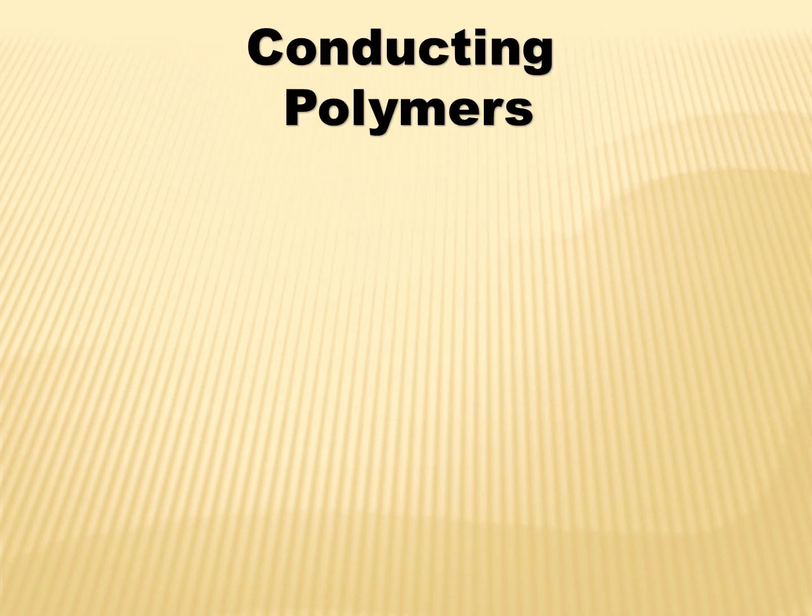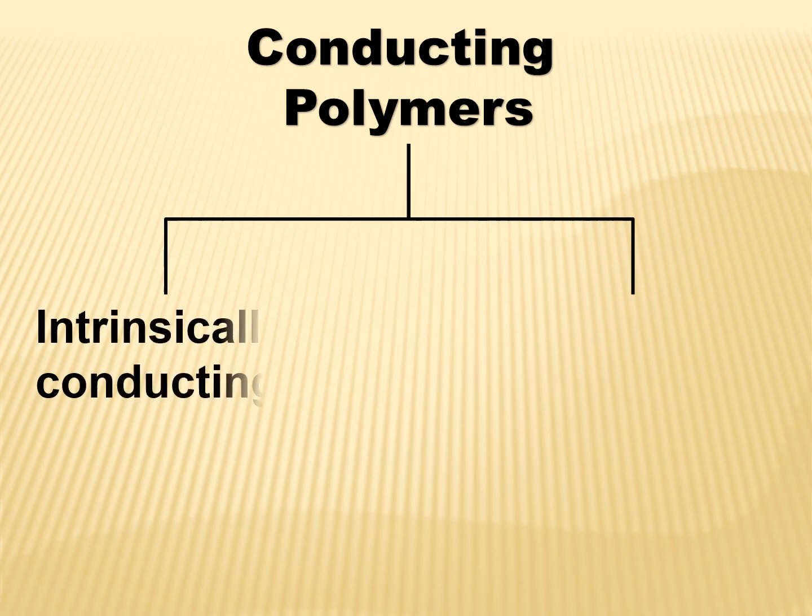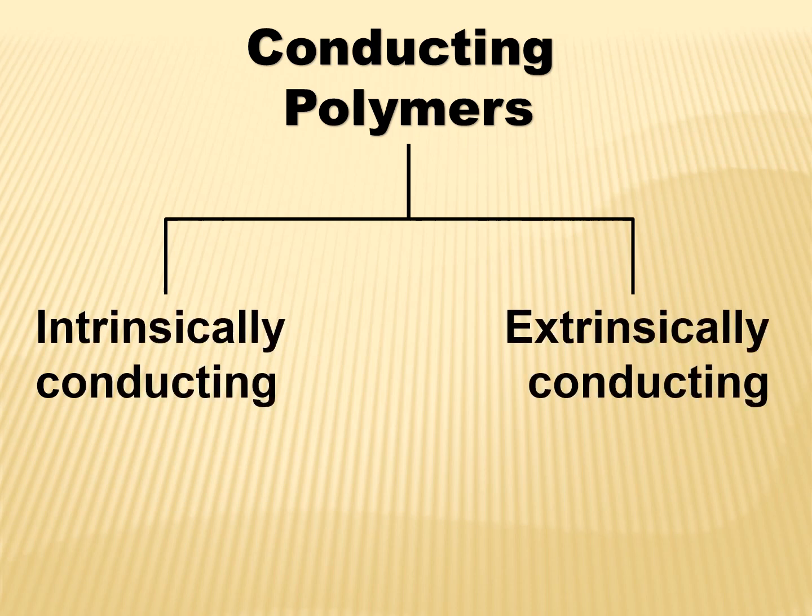How are conducting polymers classified? That is one very important thing. How can we classify a conducting polymer? Generally, a conducting polymer is classified into two categories. One is called intrinsically conducting and the other is called extrinsically conducting, similar to semiconductors.